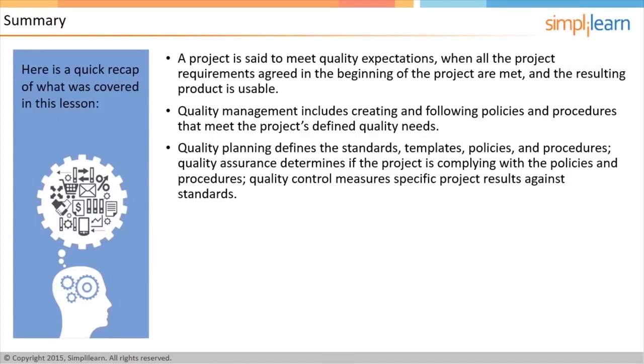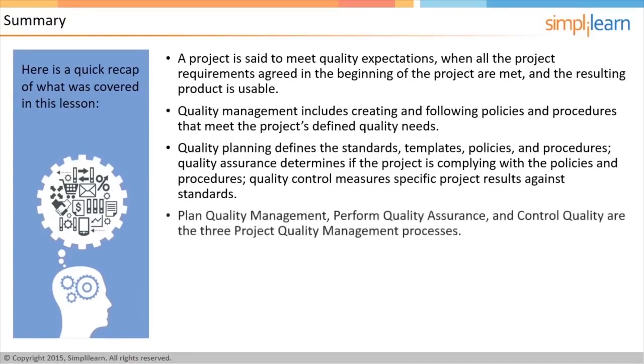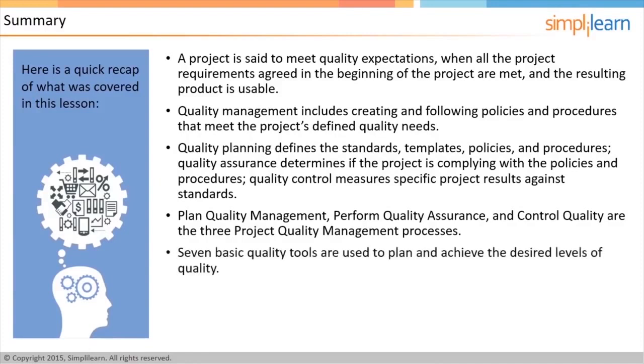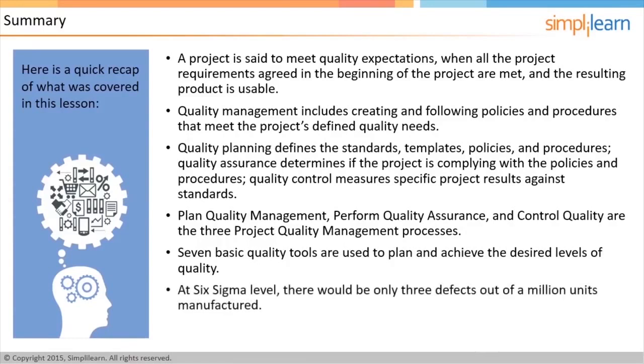Quality control measures specific project results against standards. Plan quality management, perform quality assurance, and control quality are the three project quality management processes. 7 basic quality tools are used to plan and achieve the desired levels of quality. At Six Sigma level, there would be only 3 defects out of 1 million units manufactured.